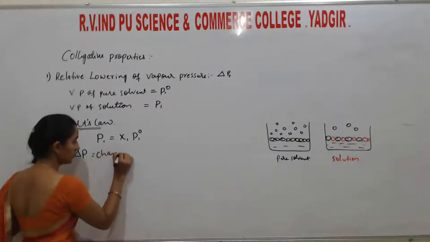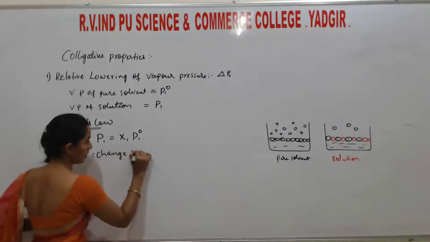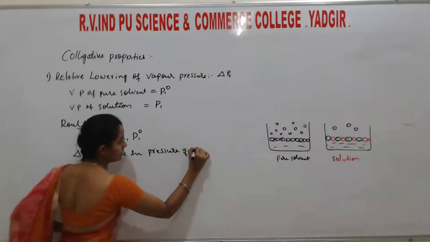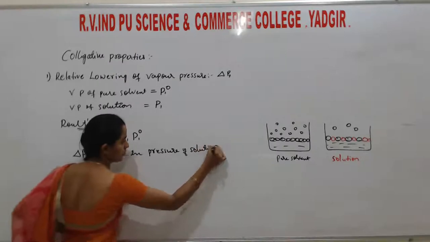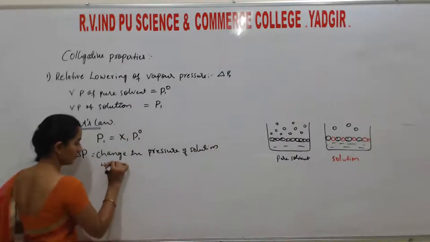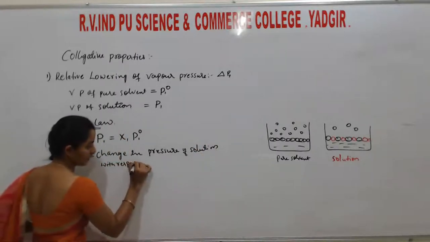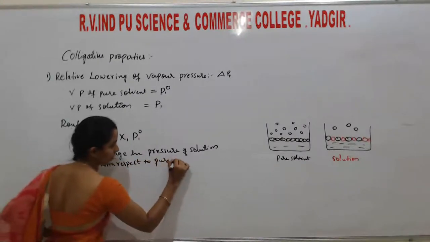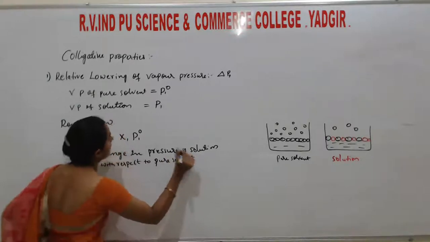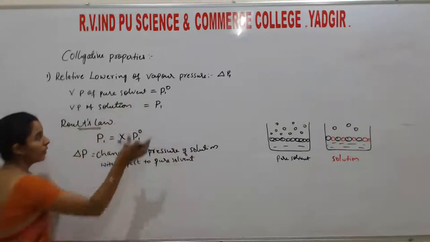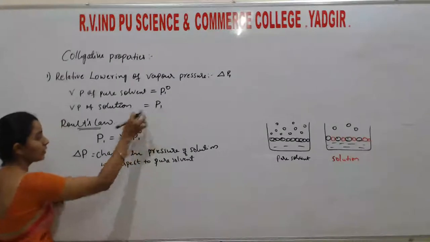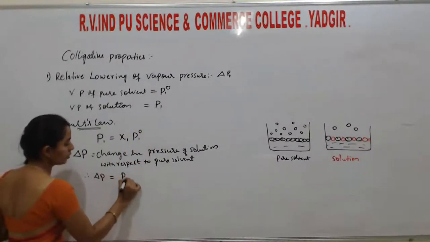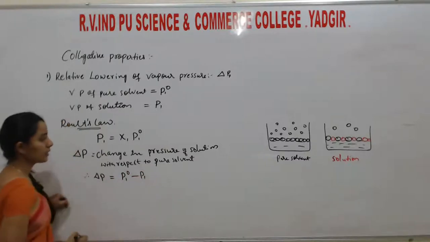Change in pressure of solution with respect to pure solvent. As I told you, the pure solvent pressure is more. When the solute is added to the solvent, then the pressure decreases. Therefore, delta P is equal to P1 naught minus P1.